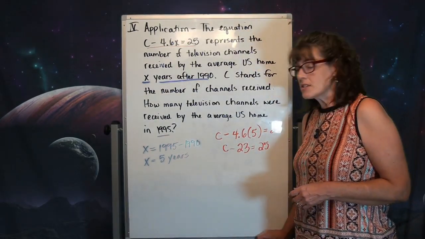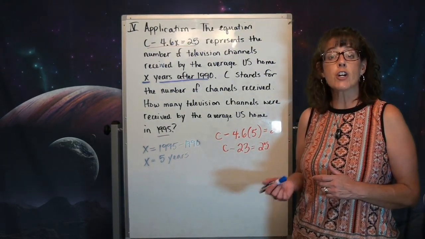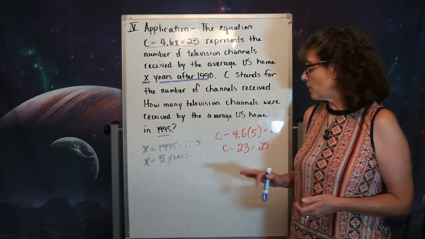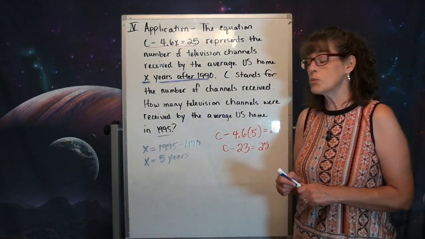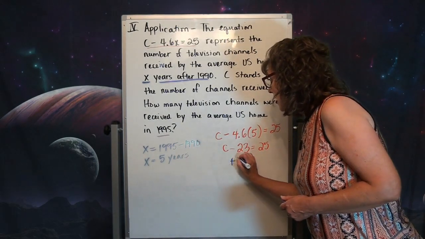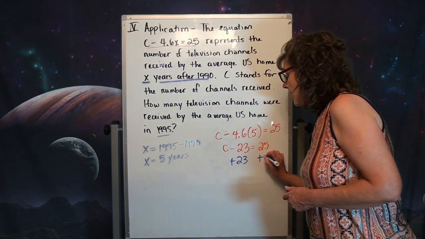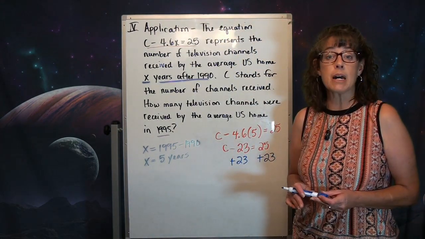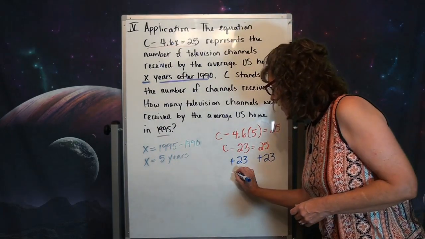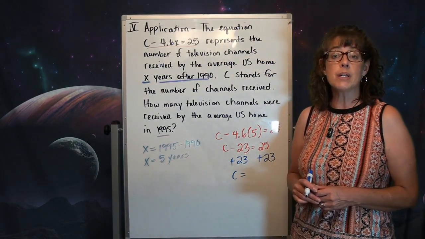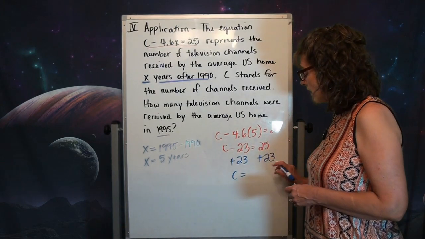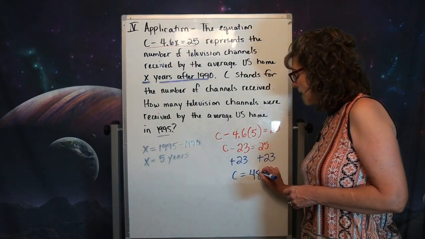We just discussed that in order to get this C by itself, I have to undo what's already been done to the variable. We've already subtracted 23. The opposite would be to add 23. So I'm going to add 23 to this side, and keeping that pan balance idea in mind, I'm going to add 23 to the other side as well. That will get the C completely by itself, and on this side, 25 plus 23 will give me a 48.